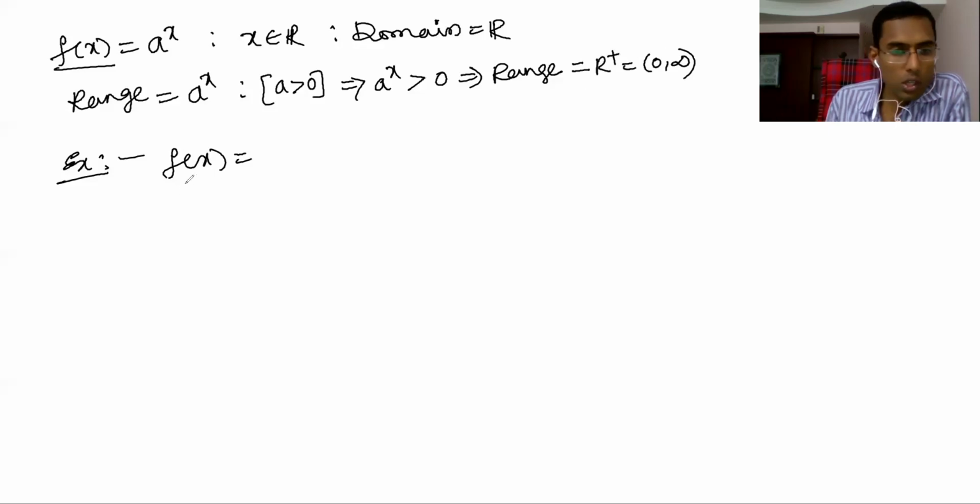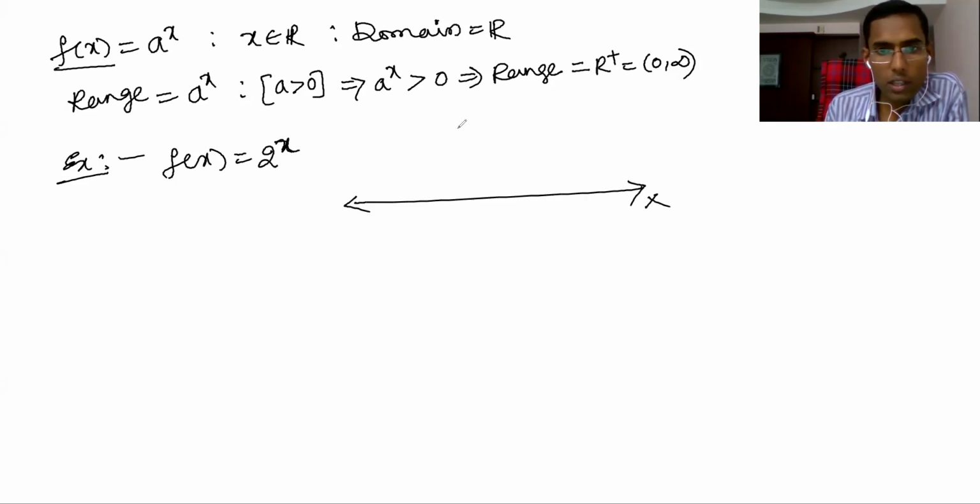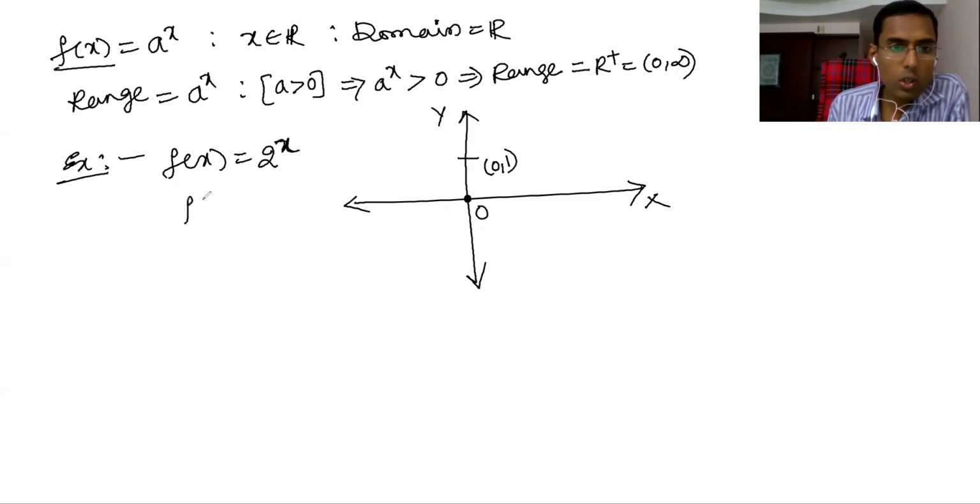Okay, we'll see this now. F of x equal to 2 power x, for example. So here 2 power x means whatever x you take, it is positive. So let's take the x-axis and this is the y-axis. Now if you put x equal to 0, what are you going to get? For 0, you are going to get 1. When x is 0, f of 0 is 1. So that's why I plotted 0, 1. Then if x is 1, f of 1 is 2, f of 2 is 2 square. So like this.